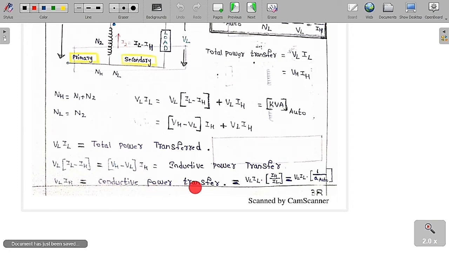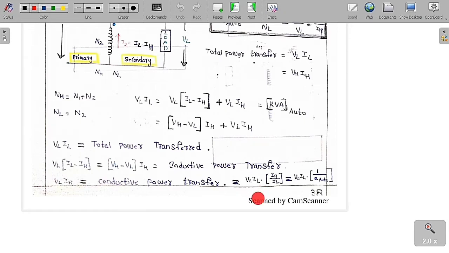If you want the conductive power transfer, just subtract these two terms: total power transfer minus inductive power transfer. If we do the subtraction, we get VL into IH. So you can say VL into IH in both cases. VL into IH is called the conductive power transfer.